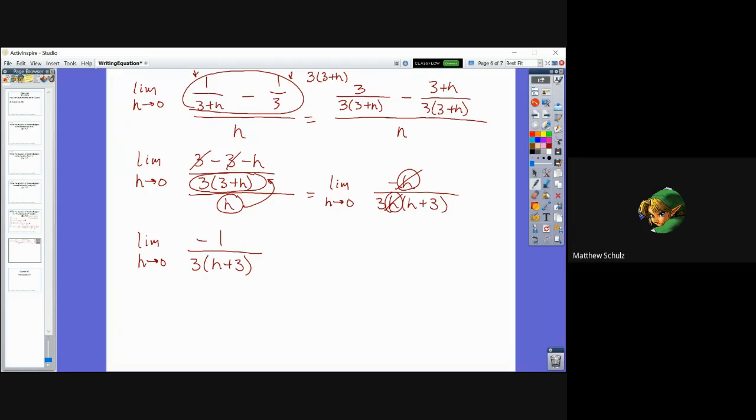And once again, we cancel out the factor that would normally turn our denominator into a 0. Now we can just replace h with 0, and that'll give me negative 1 over 3 times 3, which is negative 1/9. All right, so there's my slope of my tangent line, negative 1/9. Okay, so now, let's turn another page here.